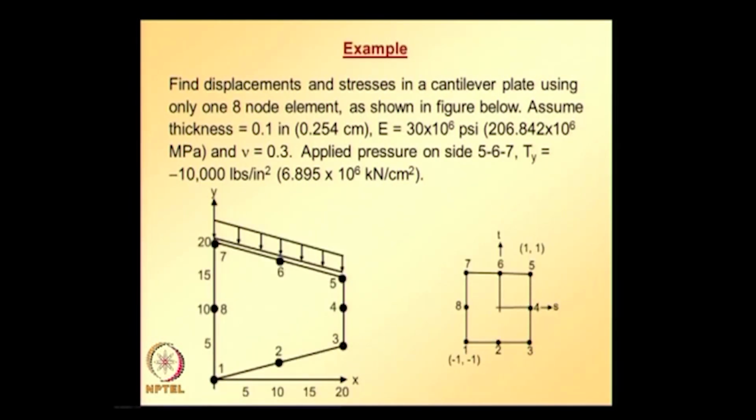This is the problem. We need to find displacements and stresses in this cantilever plate using one 8 node element, and pressure is applied on side 5, 6, 7 in the y direction, with the value given in both FPS units and SI units. This entire cantilever plate is discretized using only one 8 node element. This actual element we are going to map onto a parent element, shown on the right hand side, and we will be using 3 by 3 Gaussian integration.